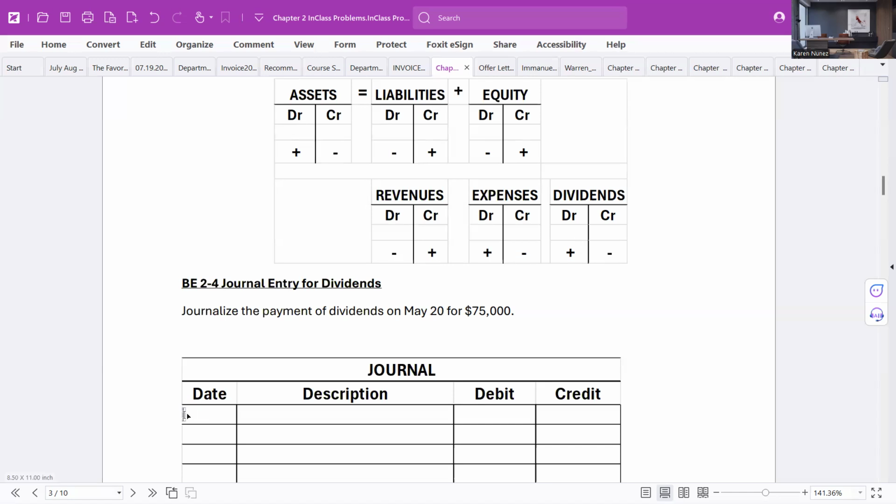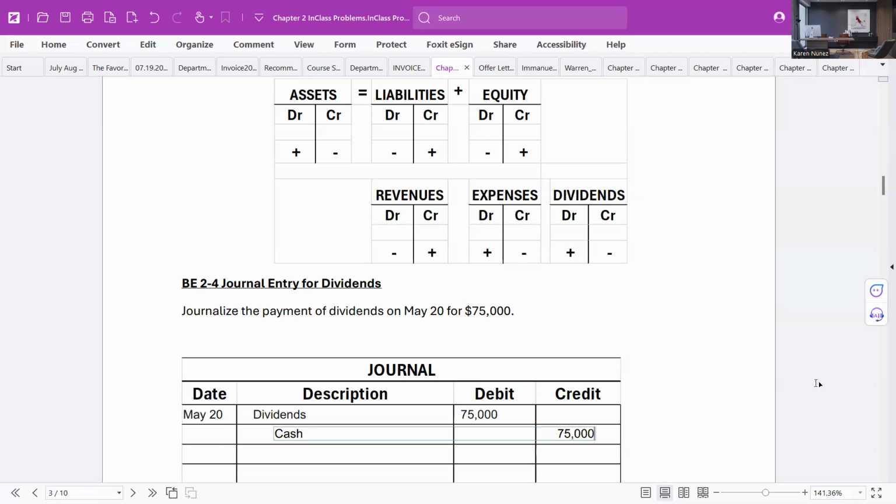So on May 20th, we want to recognize that we've got dividends, right? For $75,000 worth of dividends. And we are paying the cash, indent that credit, and we've got the outflow of cash, decrease that asset account for the $75,000. And we've recorded this distribution of our dividends. Okay.